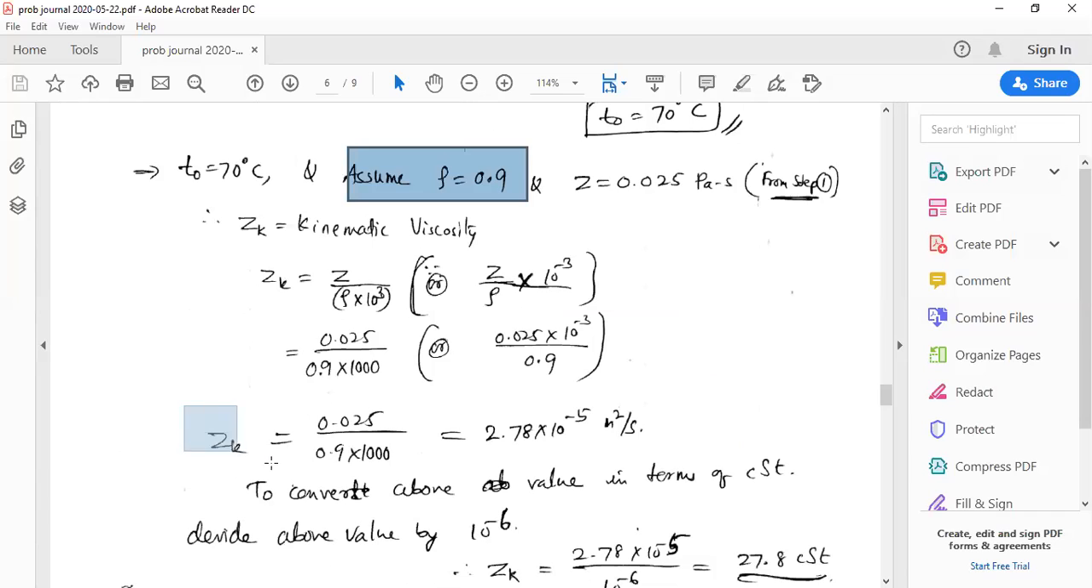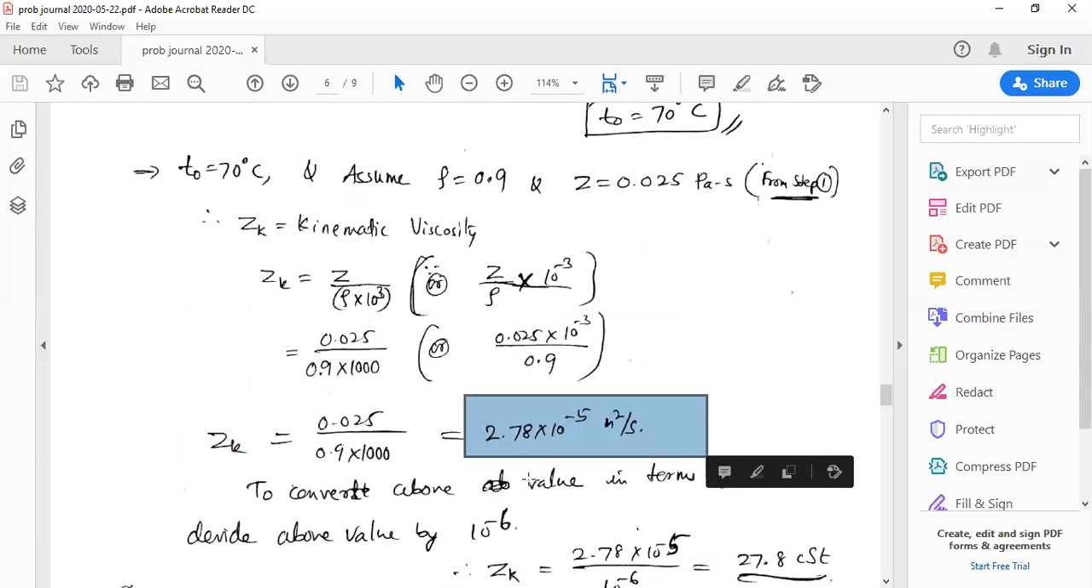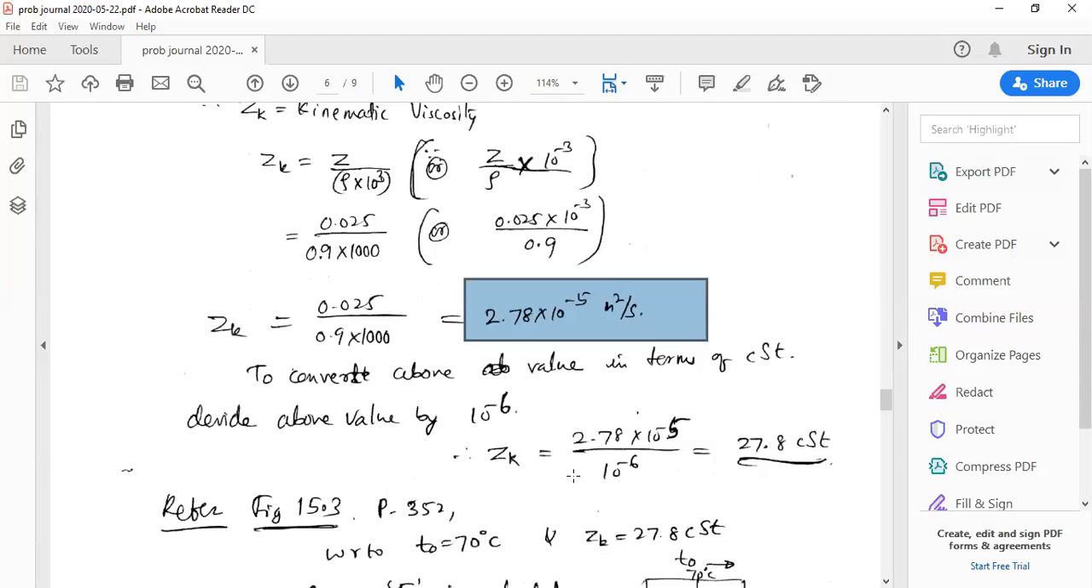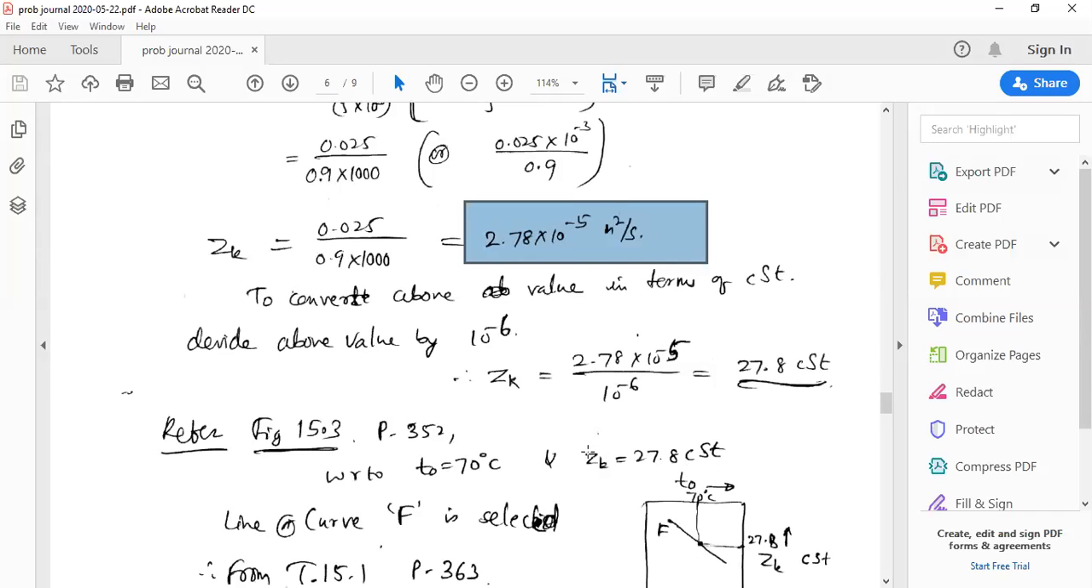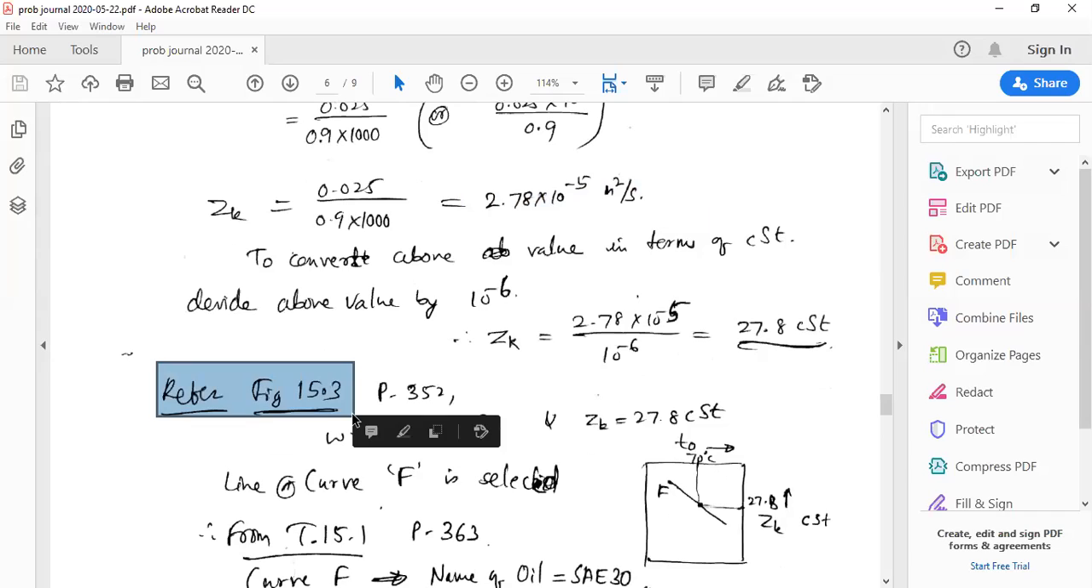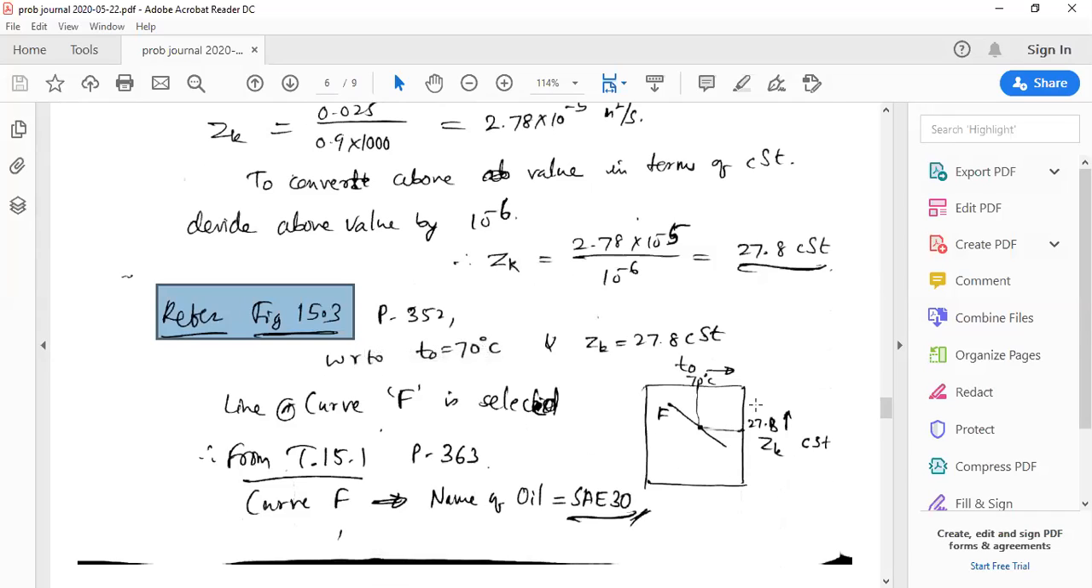Also we have to calculate the Zk value. Zk value is Z by rho into 10 raised to 3. Rho is specific gravity and 10 raised to 3 is the mass density of the standard fluid, which is water. So the answer we get is in meter square per second, and that is to be converted into centistokes by dividing the obtained value by 10 raised to minus 6. The answer we get is 27.8 centistoke, and we have to refer figure 15.3, which has along the ordinate the centistoke value of kinematic viscosity and the operating temperature on the top abscissa.